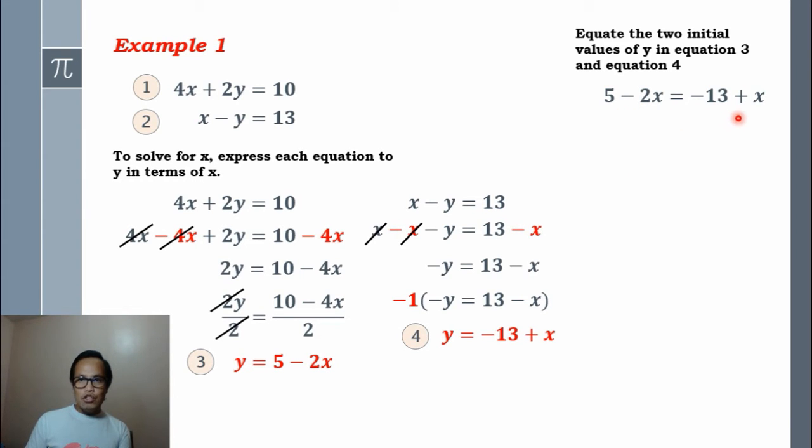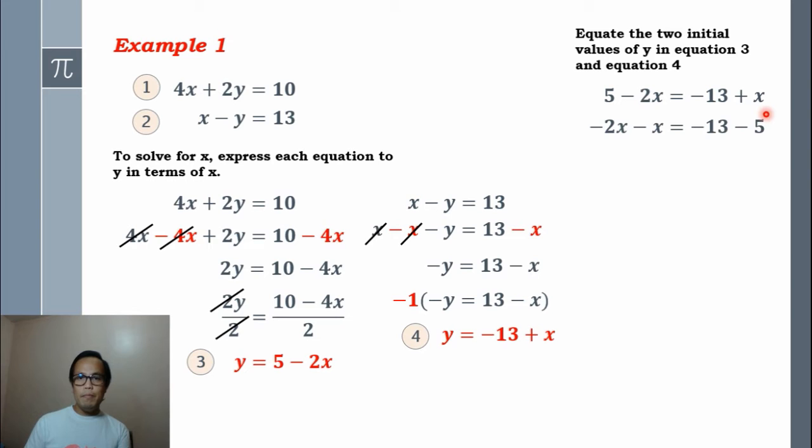How do we do this? All constants should be at the right side and all variables should be at the left side. So we have here the variable negative 2x. We also have here the variable x. We will subtract x here. So this will be 0. Of course, we will also subtract x here. The same process with 5. Since 5 is constant, this will be transferred to the right side. We will subtract 5 here. We will also subtract 5 at the right side.